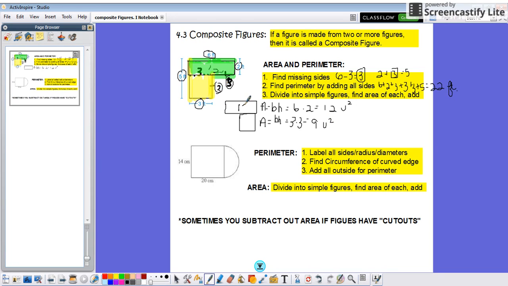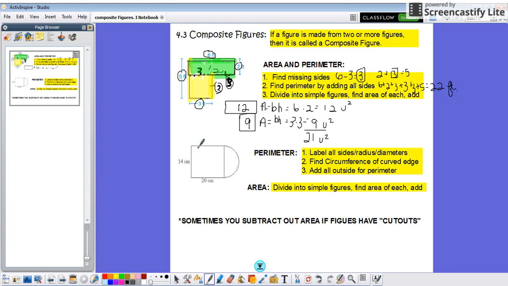So if we know the top was 12 and the bottom was 9, we just add them together and we get, that's right, 21 units squared. Okay, so that was a basic example. The next one is a little more complex because we've added a circle, and we didn't even add a full circle. We've added only half of a circle called a semicircle.